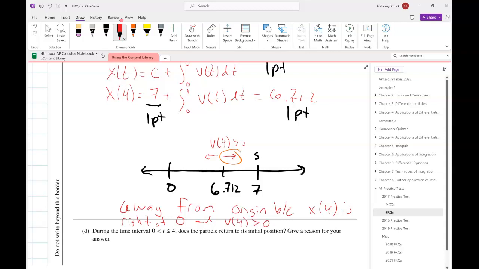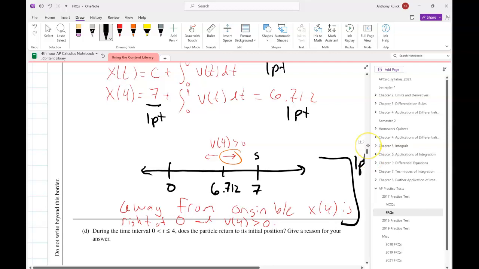So I would say I'm moving away from the origin because the position is to the right of the origin and the velocity is positive. This would have been your last point. Notice that you needed to calculate v of 4 to do that.